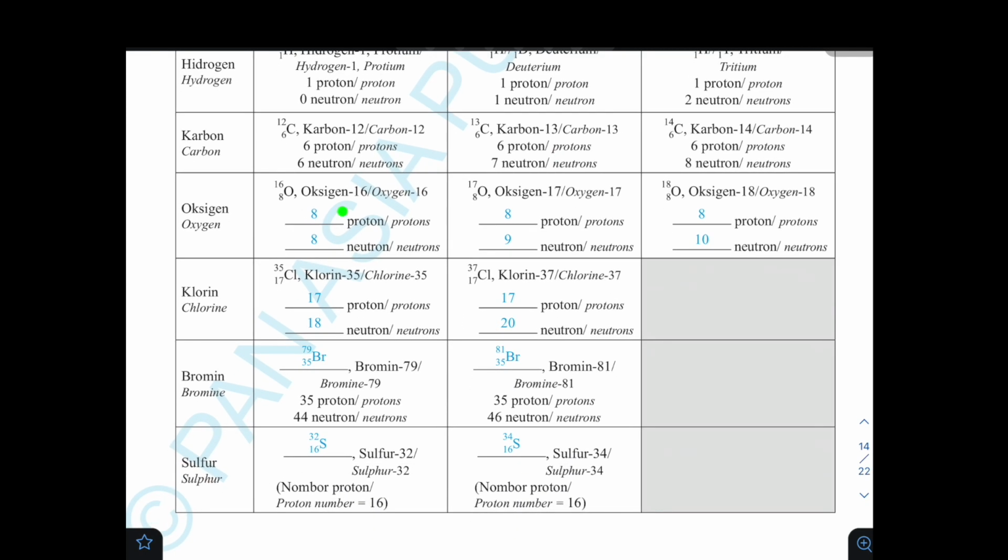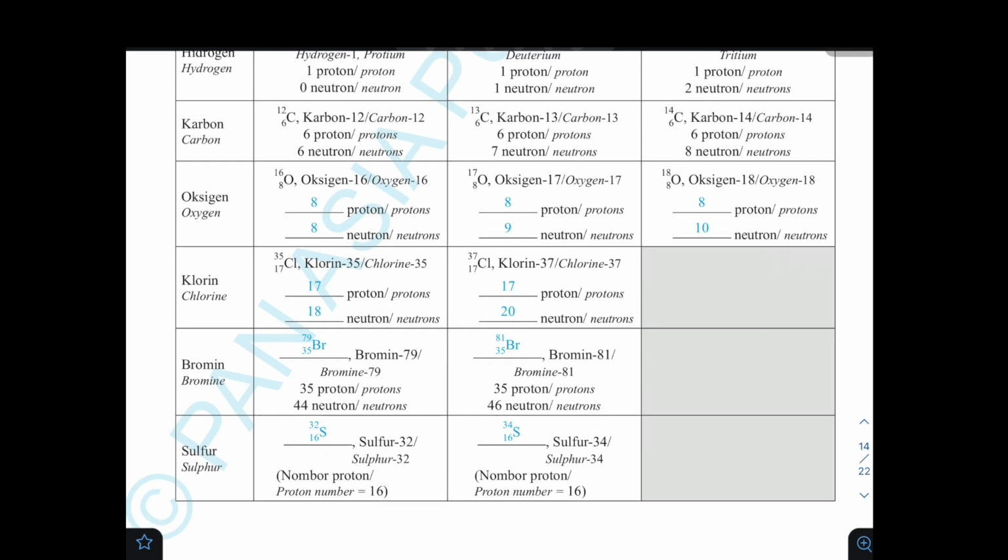Oxygen 16, it has 8 proton, 8 neutron. Oxygen 17, it has 8 proton and 9 neutron. Oxygen 18, it has 8 proton and 10 neutron. Chlorine 35 has 17 proton and 18 neutron. Chlorine 37, it has 17 proton and 20 neutron. Apa isotopes ni? Baik. Bromine 79, it has 35 proton and 44 neutron. Bromine 81, it has 35 proton and 46 neutron.